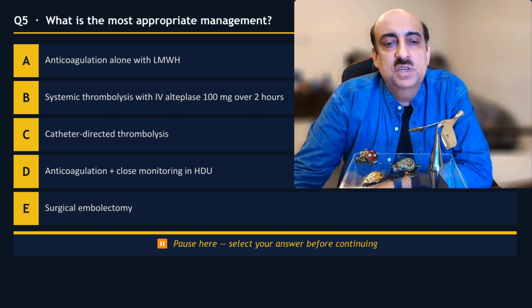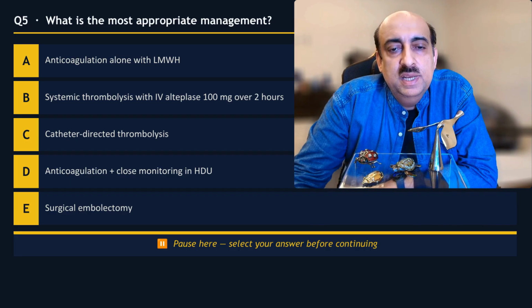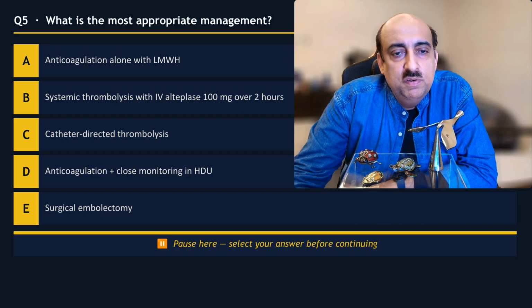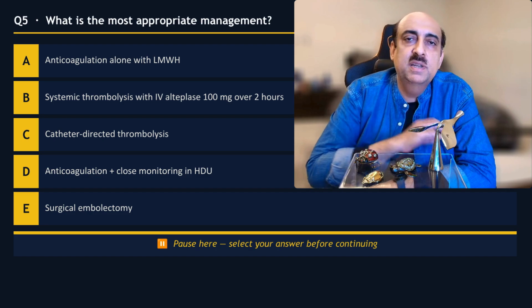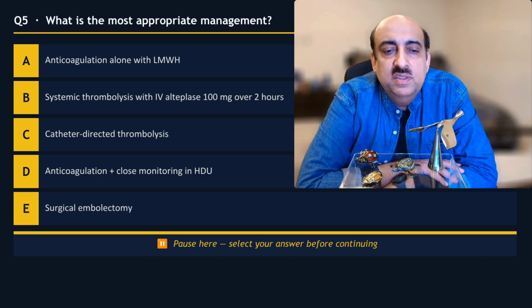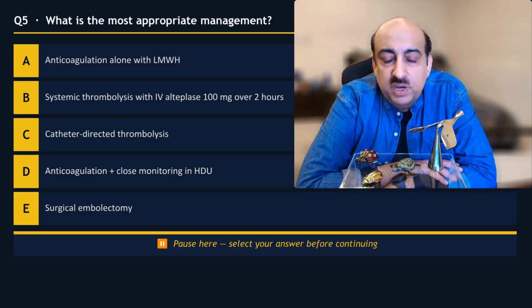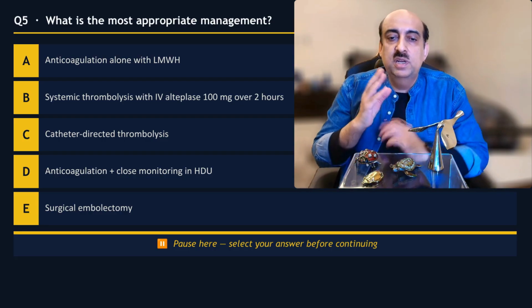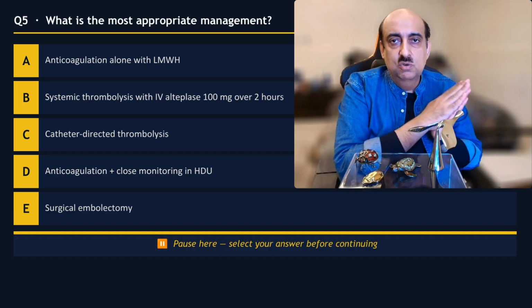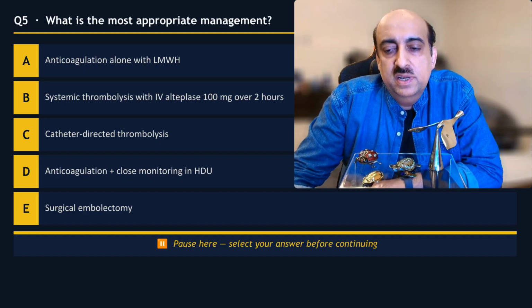So the main question: what is the most appropriate next step in management? A. Anticoagulation alone with low molecular weight heparin. B. Systemic thrombolysis with intravenous alteplase 100 milligrams over 2 hours. C. Catheter-directed thrombolysis. D. Anticoagulation plus close monitoring in high dependency unit. And E. Surgical embolectomy. You can either pause here, think of the answer, go back, and we'll discuss in the next slide.